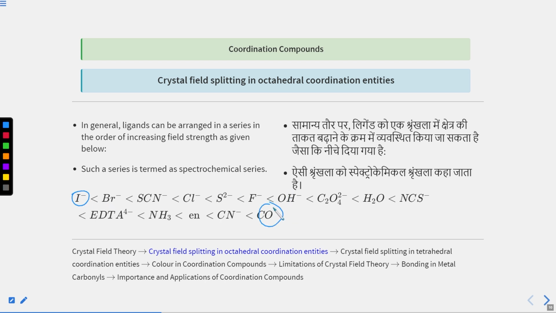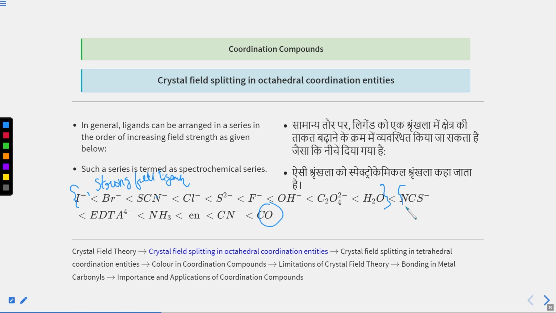Is this clear? Now this is the series: I minus, Br minus, SCN minus, Cl minus, S2 minus. Now I suggest you try to learn this. Okay, so this is very important. So up till this we have strong field. So this is strong field ligand. These are strong field ligands.